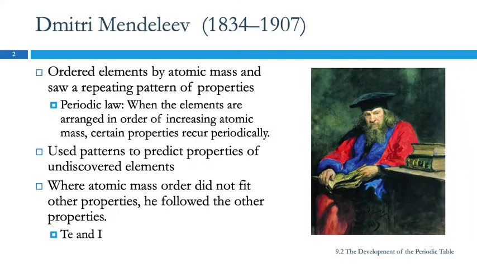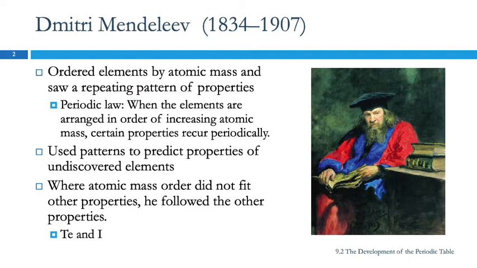Development of the periodic table. Mendeleev is generally given credit for this. He ordered the elements by atomic mass. We've talked about this. The periodic law says when we order the elements by increasing mass, we have certain properties that recur periodically. He used the patterns that he observed in this table to predict the properties of undiscovered elements. And there are at least two places where atomic mass didn't fit with the other properties.